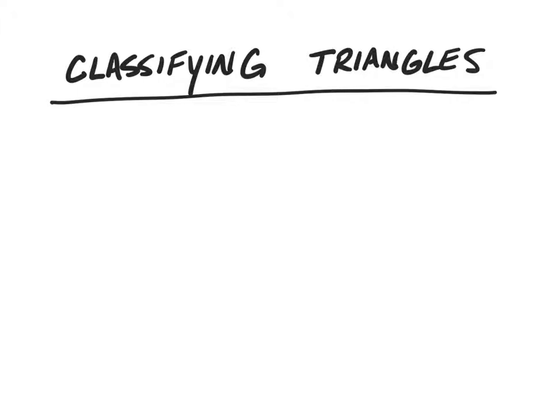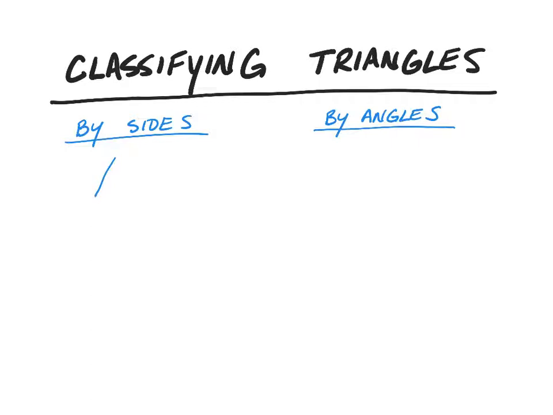One way is to classify them by sides. And another way is to classify them by angles. And I'm sure you've done this before at some point. So, for example, by sides, we could have a triangle that has all different sides. Okay, so let's say you have a triangle that has all different sides.